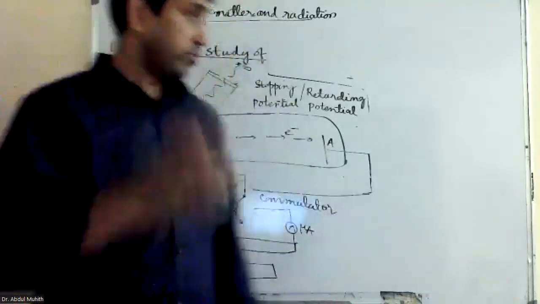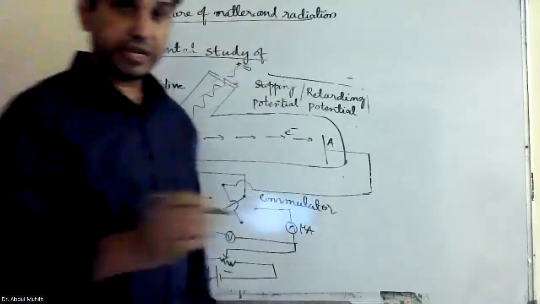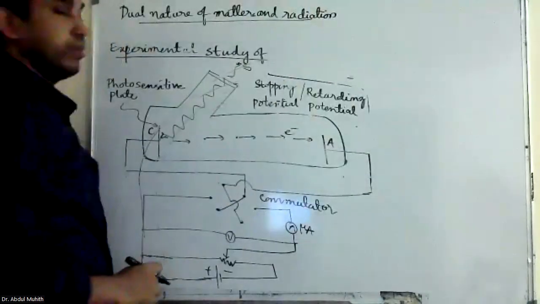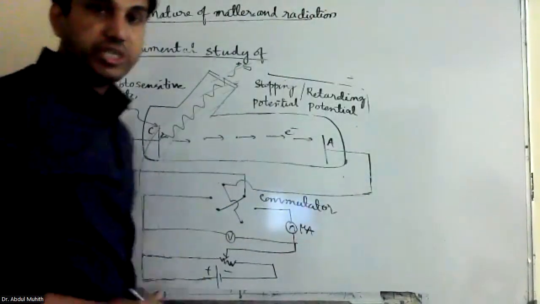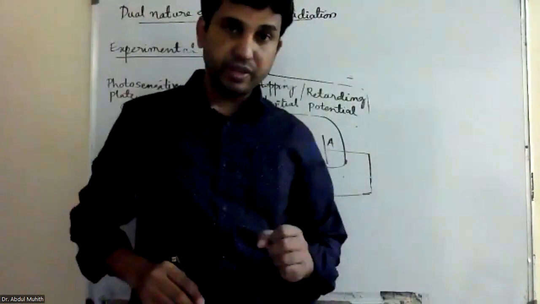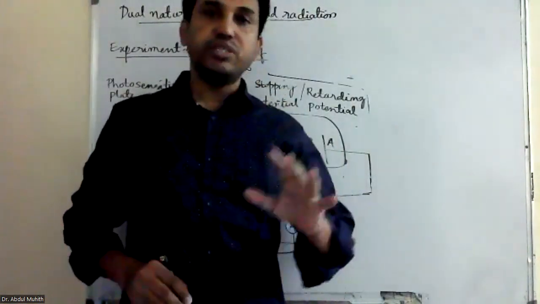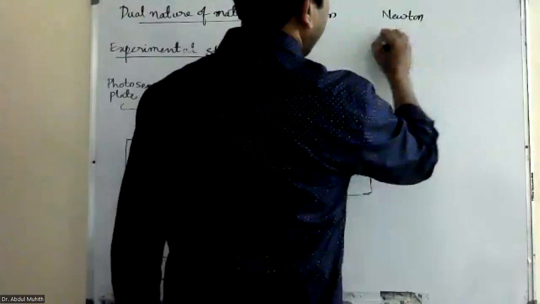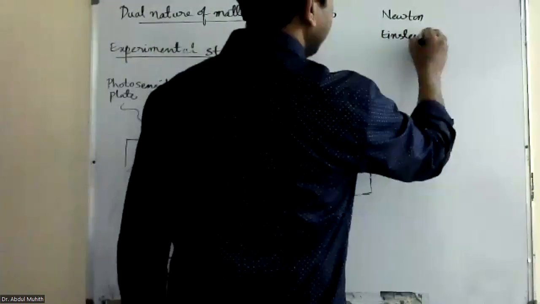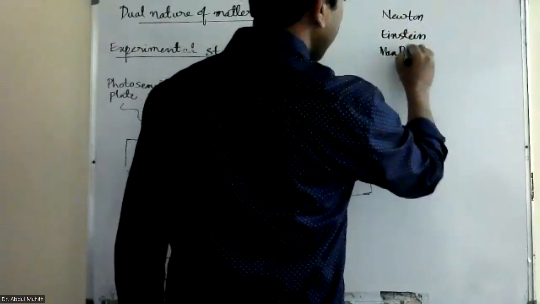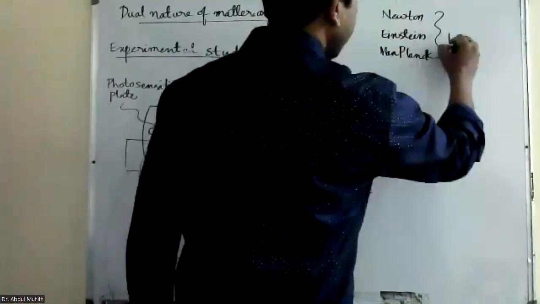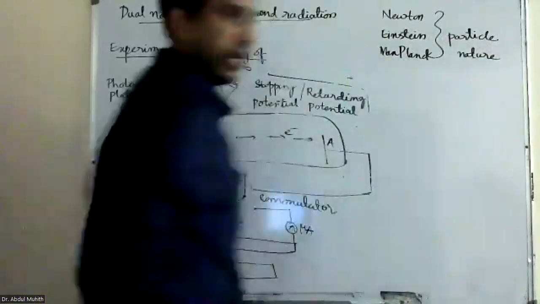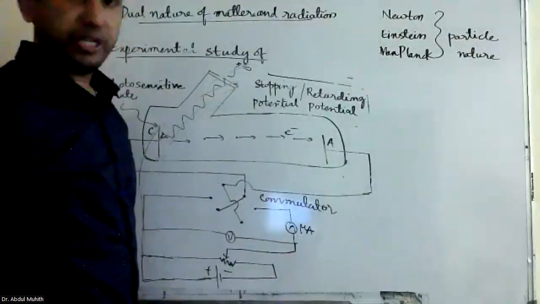Again, that we will see. Next, we'll start with the fundamental particles first. So why was the name given as dual nature of matter and radiation? Because light has a dual nature. One group of scientists, like Newton, Einstein, and Max Planck, supported the particle nature of light. They said that light has a particle nature.